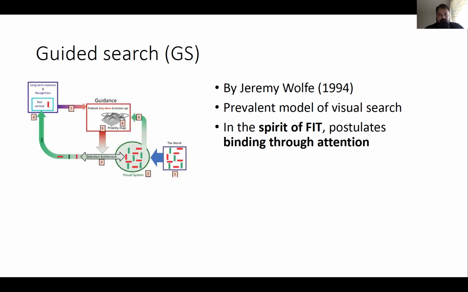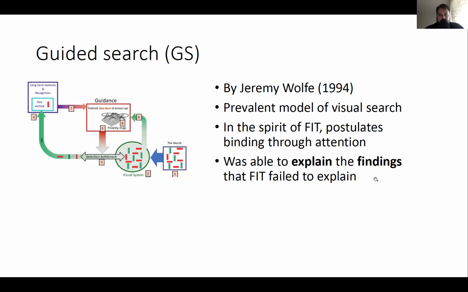Guided search is probably the most prevalent model of visual search. It was invented by Jeremy Wolfe in the 90s. It's in the spirit of feature integration theory, postulating binding through attention. And it was also able to explain the findings that feature integration theory failed to explain.